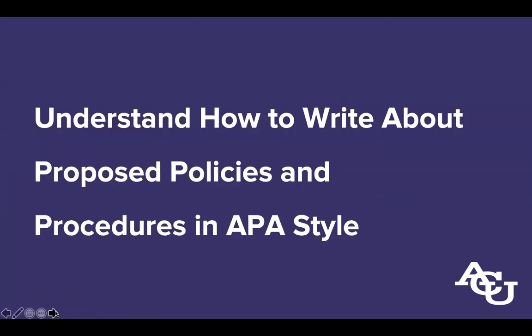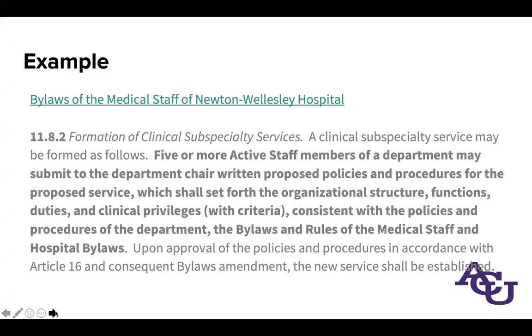All right, so let's talk about how to write about proposed policies and procedures in APA style. Now, this is usually going to come up because you are either working on a proposed policy and you need to know how that's fitting in with your institution and how to format that in your paper, or you are looking at the process and writing about the process at a particular institution, which happens to come up in this assignment. So I happen to have been born at Newton Wellesley Hospital, so I decided to look and see, well, what are their policies on proposed policies and procedures?